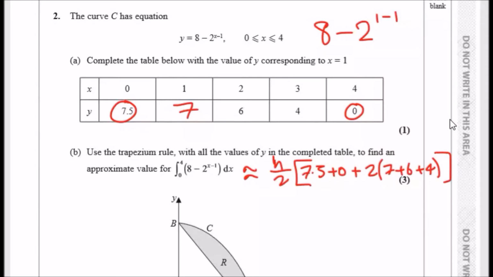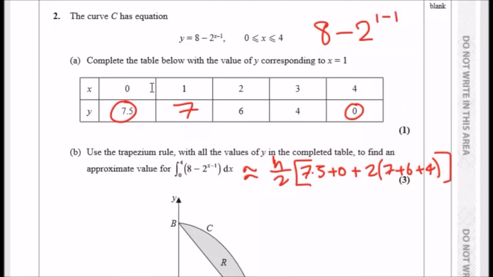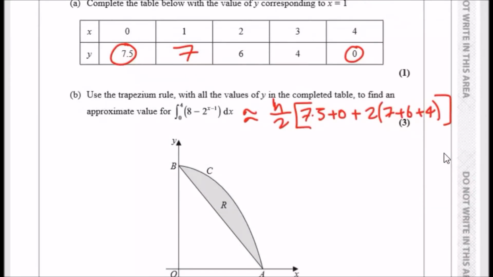That's it. And of course h represents the width, or well, the height. In this case it's the tiny little gaps between them if we divided it equally. We know the gaps between every single one is 1, so h would be 1. And yeah, that's it.